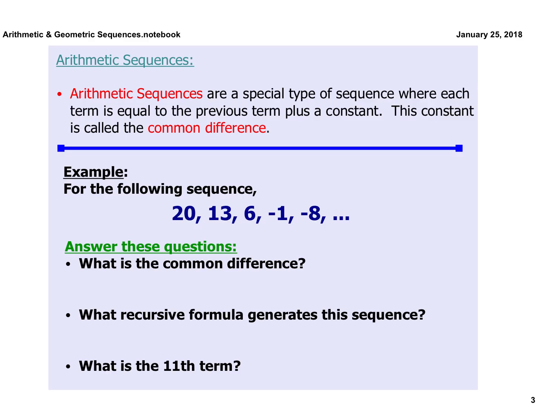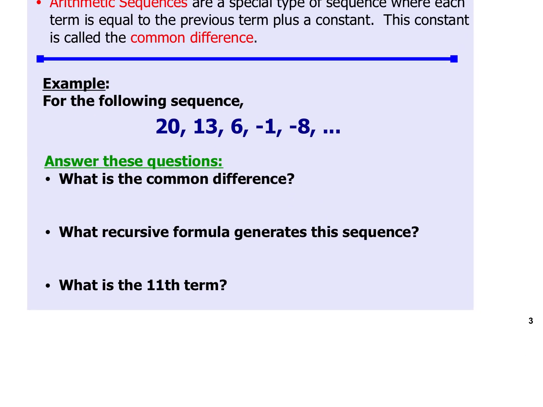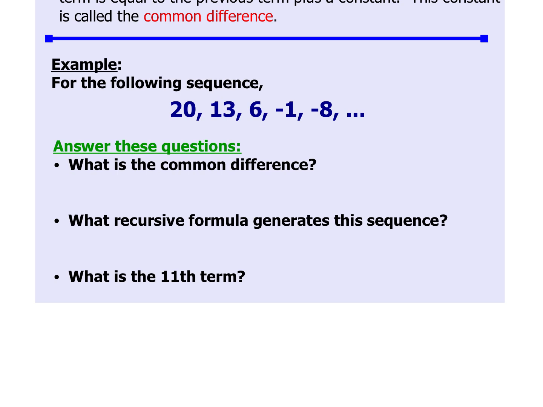All right, the next page then. So if this is my question, 20, 13, 6, negative 1, negative 8, do you see what's going on? It's going down. Down by how much? 7. Can you write the common difference? Well, difference means subtract, and common means it keeps doing it over and over again. What is the common difference then? Negative 7 is technically the right answer. I get that 7 is the difference between those two numbers, but we have to show that it's going down instead of up. So negative 7.